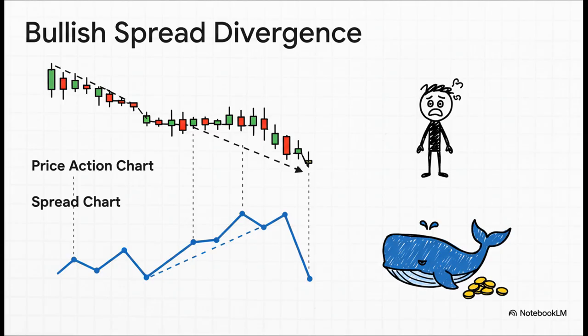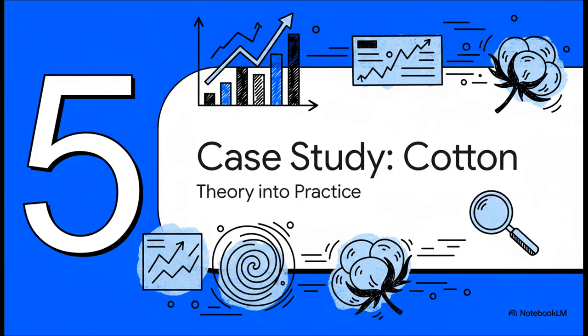I want you to picture this. The price on your regular chart is falling, making new lows. It looks weak, it's scaring everyone out. But underneath the surface, our special spread chart is actually creeping up, making higher lows. What does that tell you? It tells you that while price is dropping, the smart money is quietly and aggressively buying. They're absorbing all the selling with conviction. That's divergence.